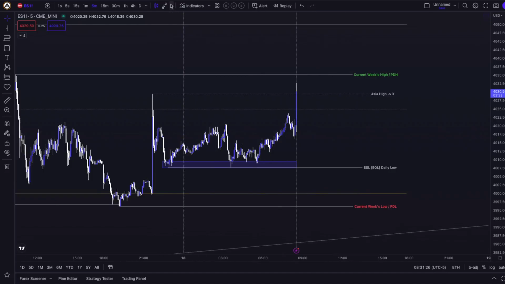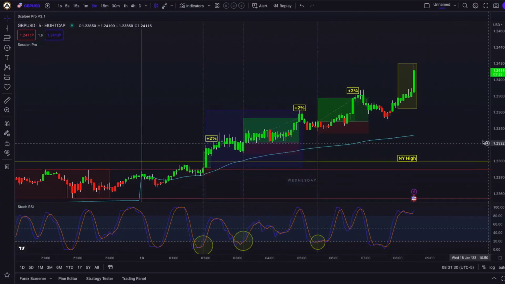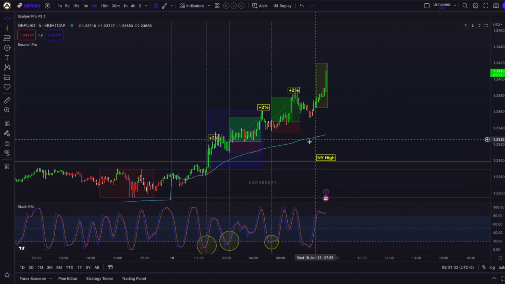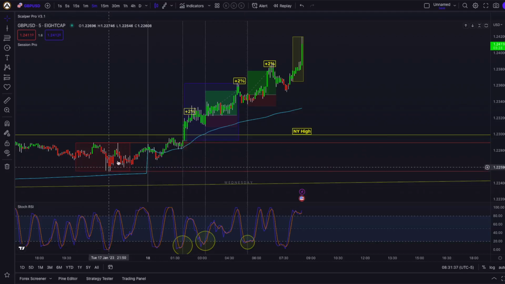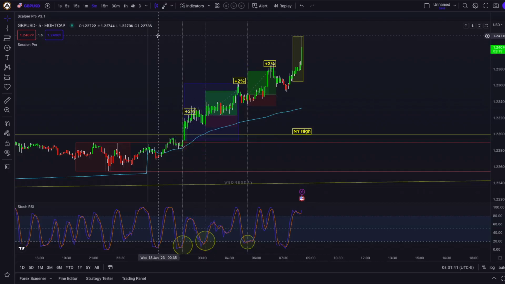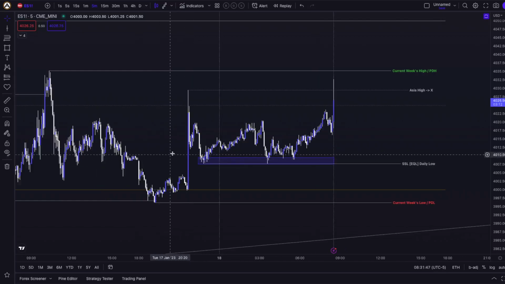The news has just been released. Let's quickly check the British pound. British pound keeps continuing further to the upside against the US dollar. So that actually played out very well. We had our Asian range, broke it to the upside, pulled back to the VWAP, and a beautiful continuation move to the upside. Not a very nice setup on the S&P 500 right now.